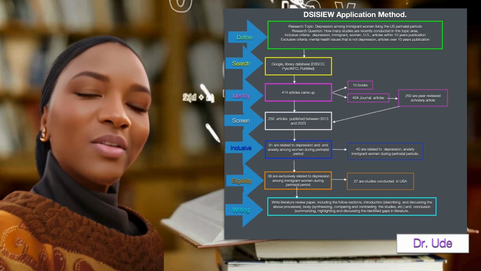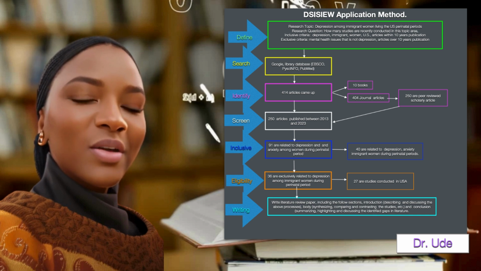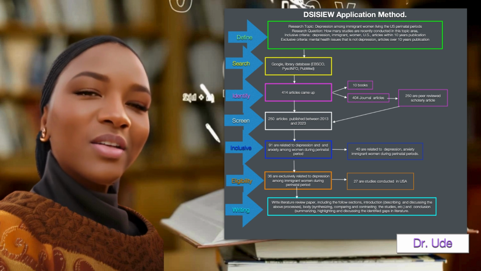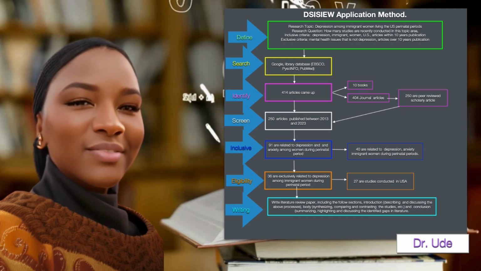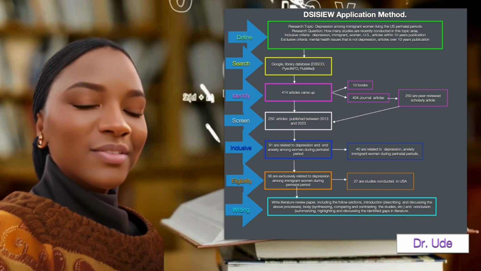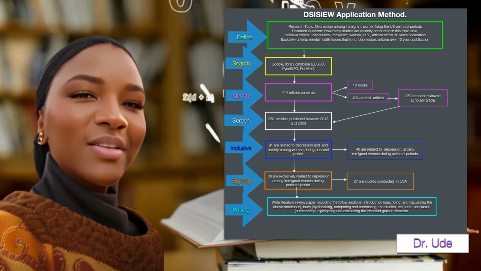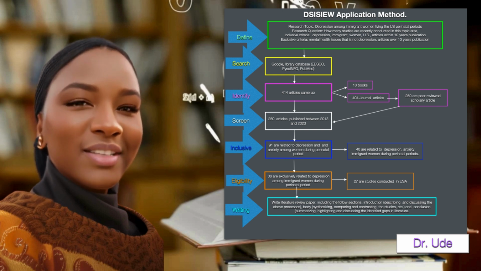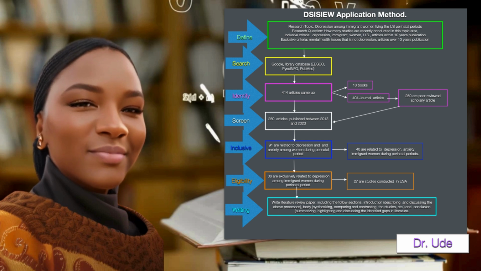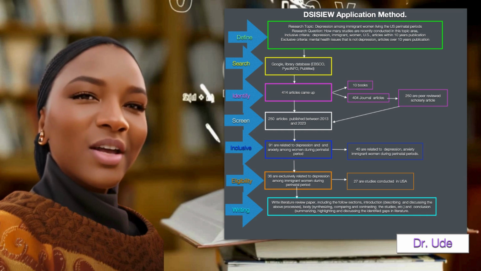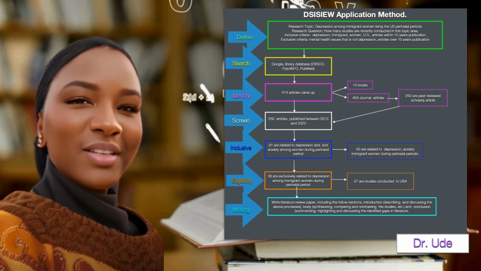In this step, using the search results from your literature review, you'll write a well-structured academic or publishable paper analyzing, interpreting, or discussing your findings or themes, as well as the gaps you identified. The DISSIEW process helps you stay focused and organized, ensuring a thorough and effective review. The diagram shown summarizes the key points discussed in the video, illustrating the application of each step of the DISSIEW method with specific examples. I hope this method proves helpful and guides you in conducting an effective literature review.